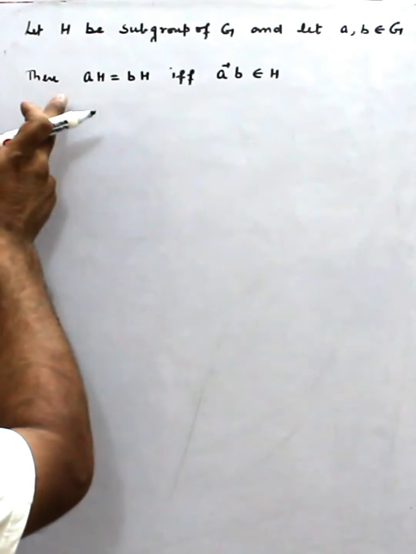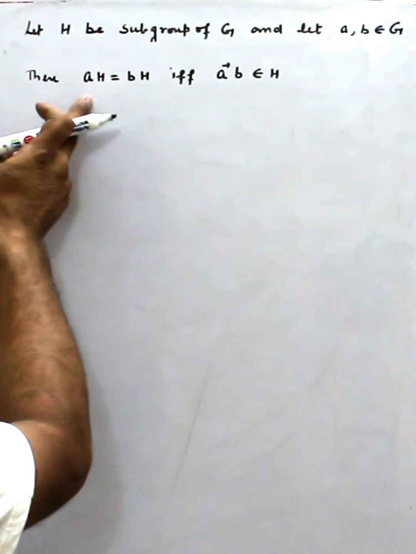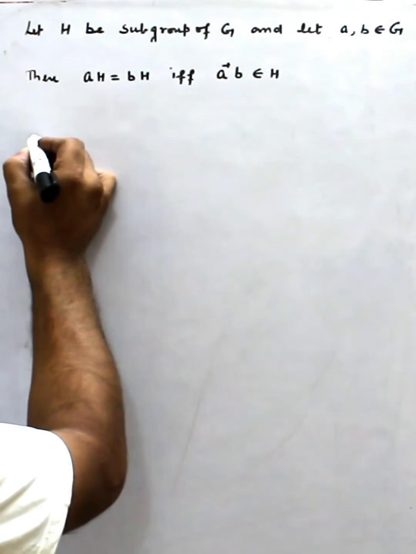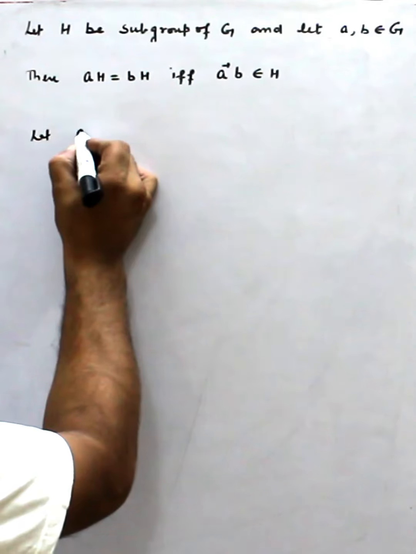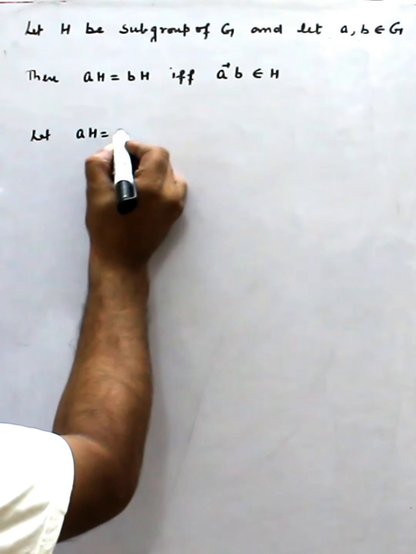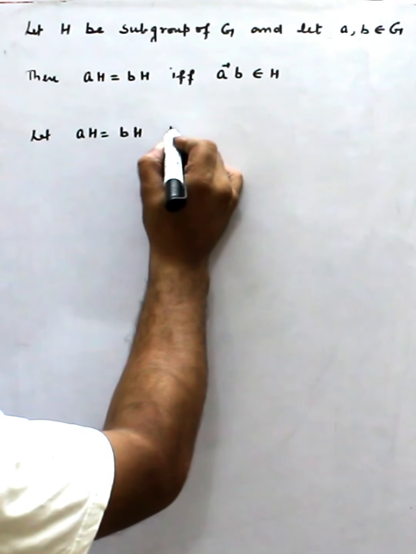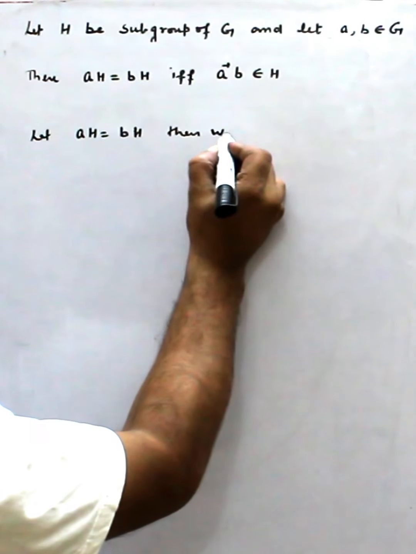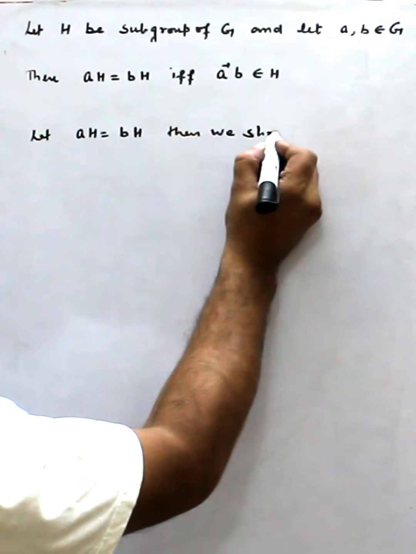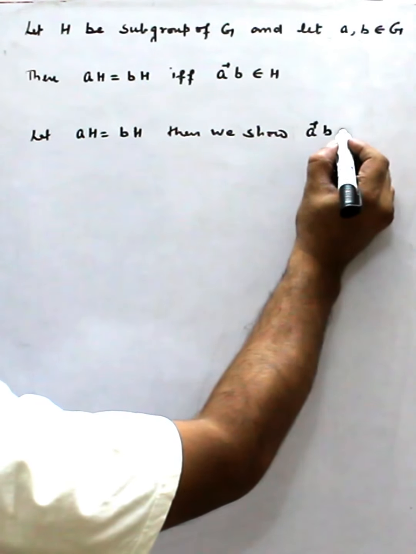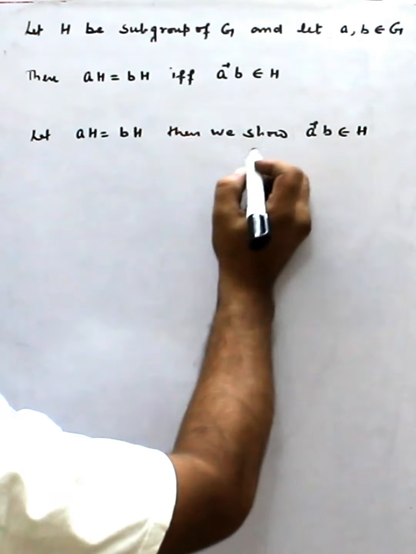we need to prove it in two parts. That means if we take the first part, then we prove this, and if we suppose this is true, then we prove the other. So first let aH equal bH, then we show a inverse b belongs to H.